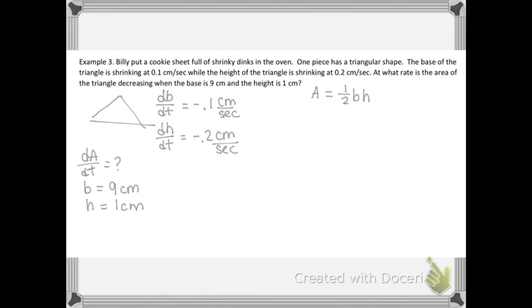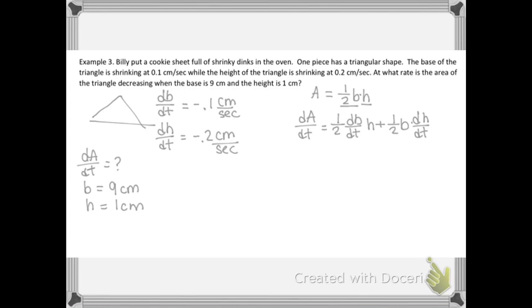But let's go ahead and differentiate, and we're going to have to use the product rule since on the right we have a product here. Let's differentiate with respect to t. The derivative of the first is going to be 1/2 dB/dt times the second, plus the first function times the derivative of the second.